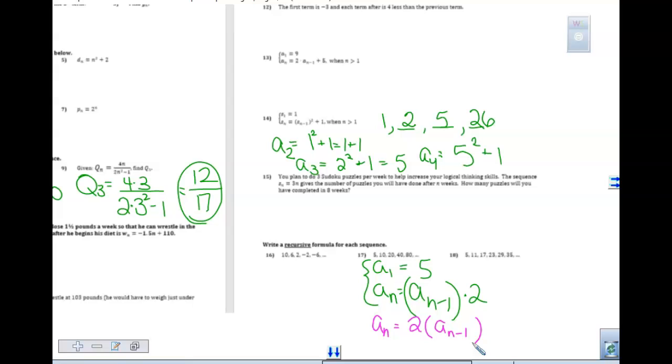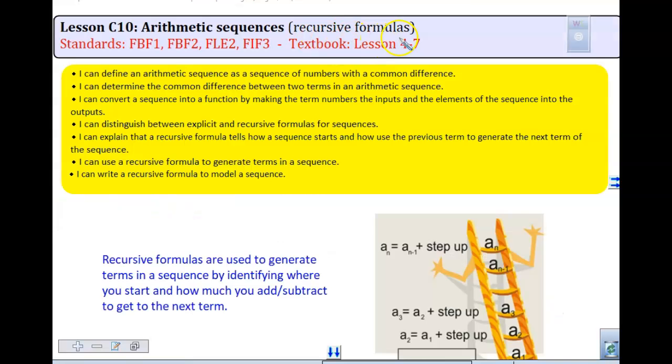Doesn't matter, okay? But you do have to tell me this part, for n greater than 1. Why? Because you already told me the first term. So this only works for the second, the third, the fourth, the fifth term, because the first term is already defined. Okay, so you got to make sure you have that either way. This is the recursive formula. You have to write it recursively on your test.